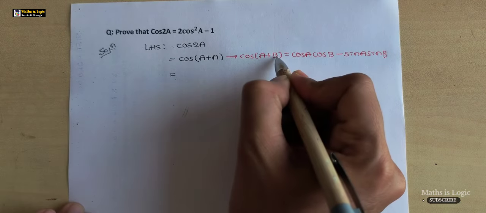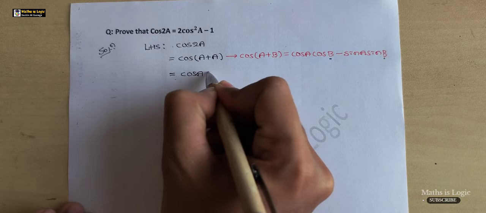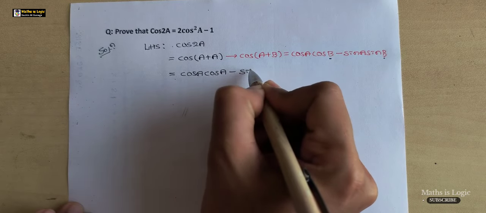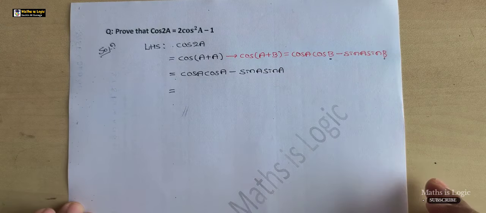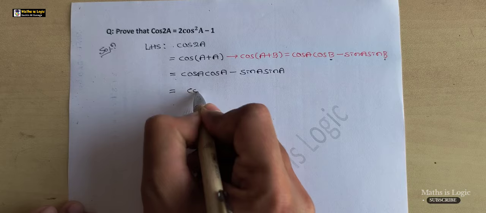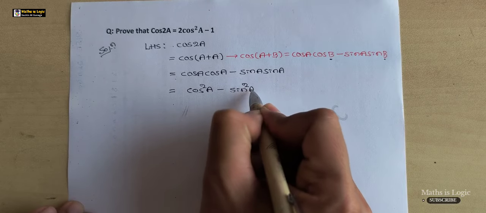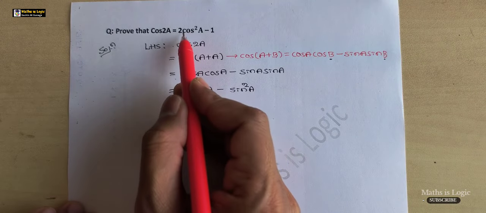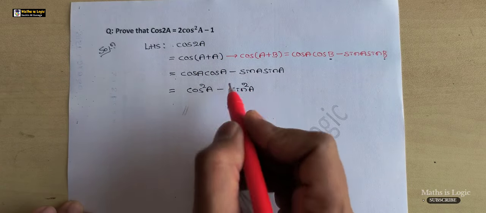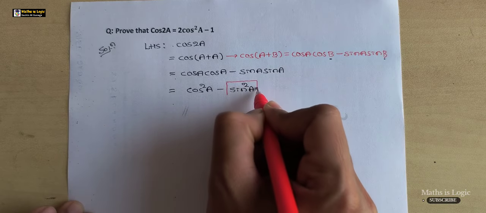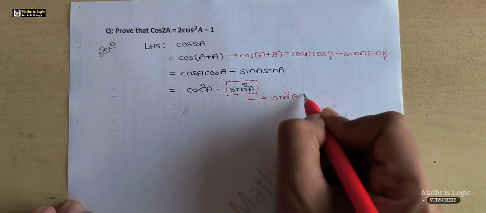So that means wherever b comes, here replace it by a. Therefore it becomes cos a into cos a minus sin a into sin a, which is equals to cos into cos becomes cos square a, minus sin into sin becomes sin square a. Now you can see the final answer, the right hand side, we have to show in terms of cos. Here cos is there, but here sin is there. Next step, we need to replace this sin by cos. For that we are going to apply which formula, trigonometric identity.